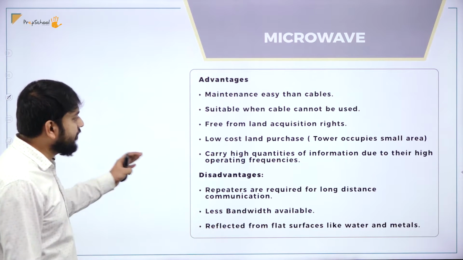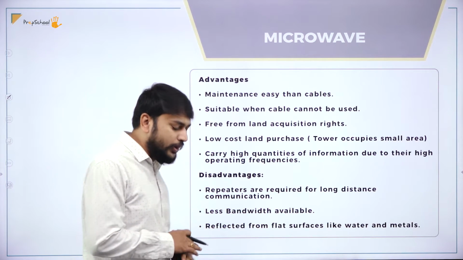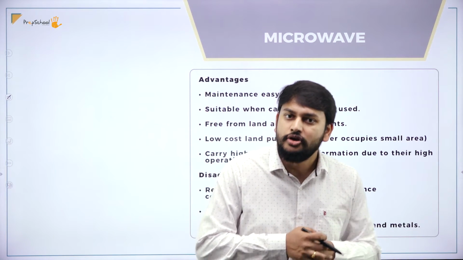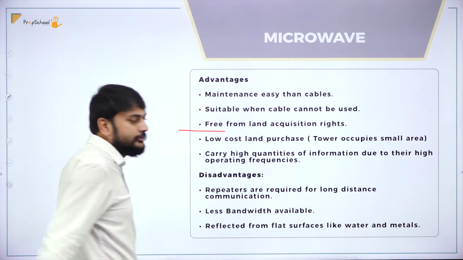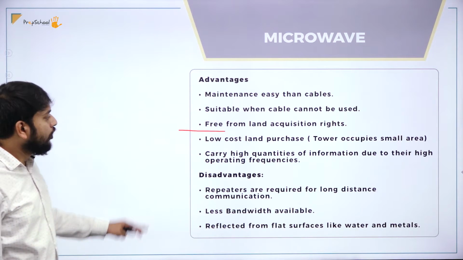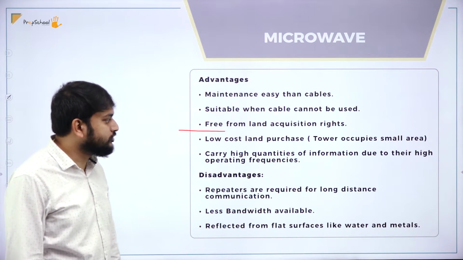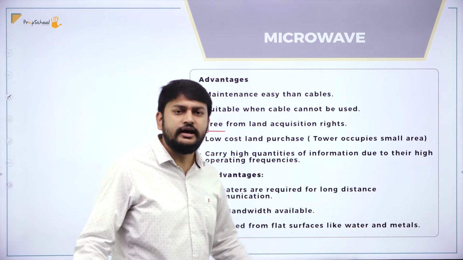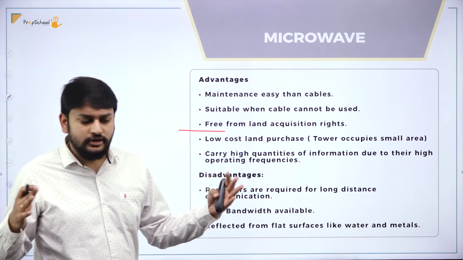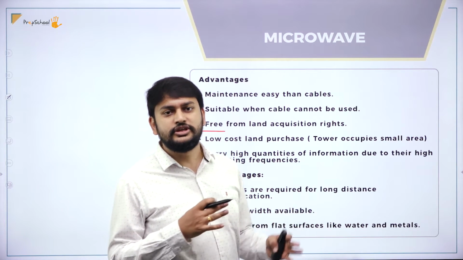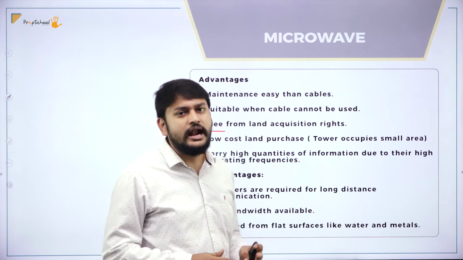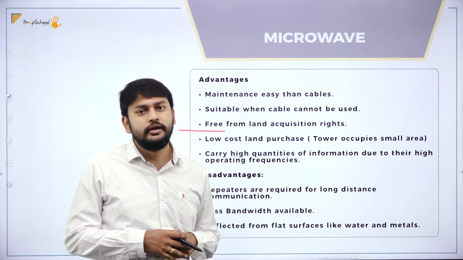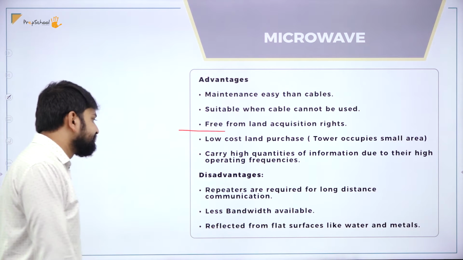Free from licence acquisition, when it comes to unguided media, so this point holds good for all the unguided media. Low cost of land purchase. Tower occupies some small areas. So you need to have the towers, right, for the transmitter and the receiver. So only for that you need to have some small area. Apart from that, you will not have any other burden with respect to the land.